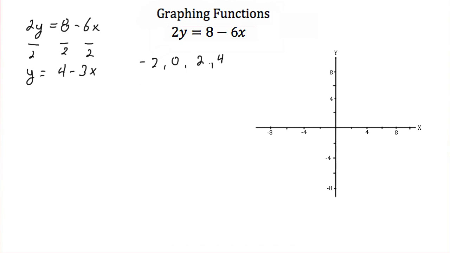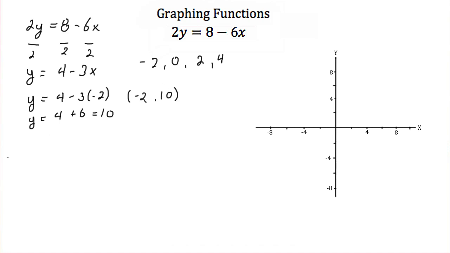And let's plug these in for x and solve for y. So we'll start with the first one, negative 2. So we get y is equal to 4 minus 3 times negative 2. So we get y is equal to 4 plus 6. So y is equal to 10. So our first point will be negative 2 and 10.